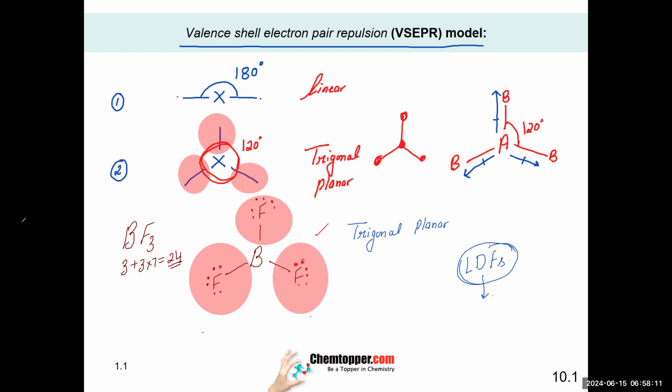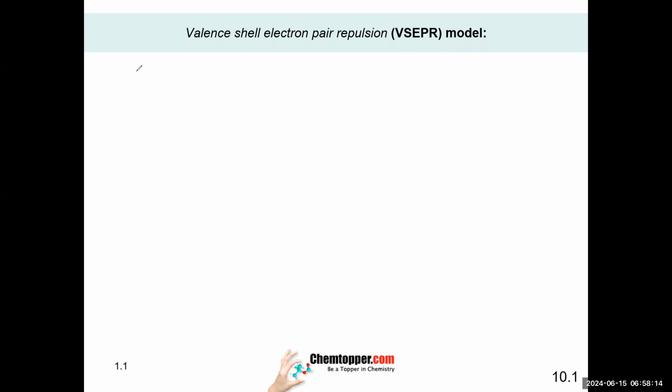So till now, what have you understood? If there are two groups, in the groups I'm considering only atoms right now. Very soon I'm going to teach you lone pairs also. If the groups are only two atoms, then it's going to be linear, 180 degrees, symmetrical, non-polar, LDFs.